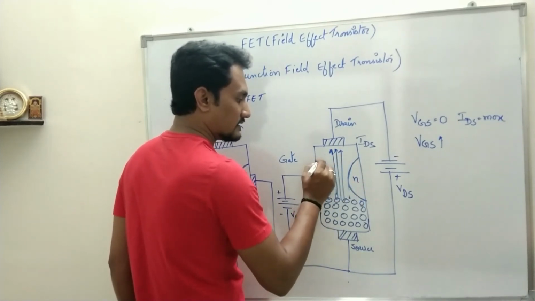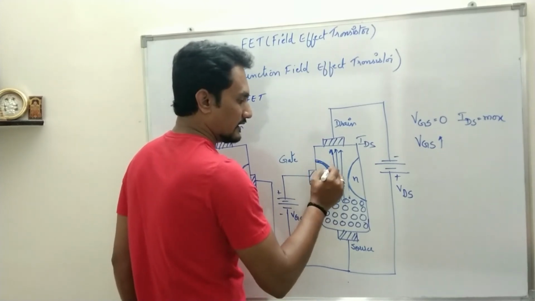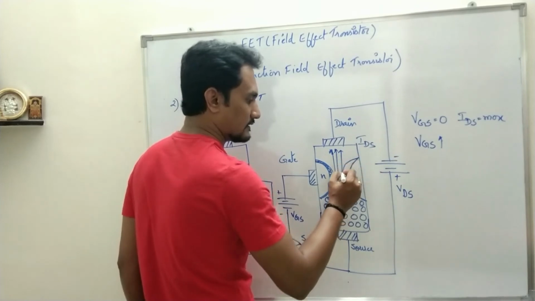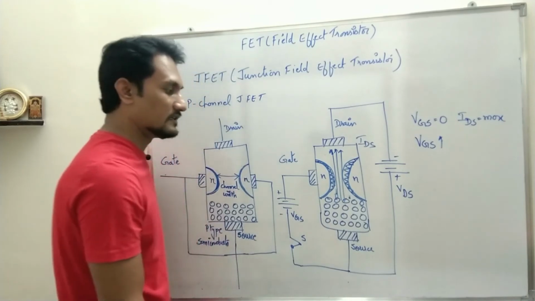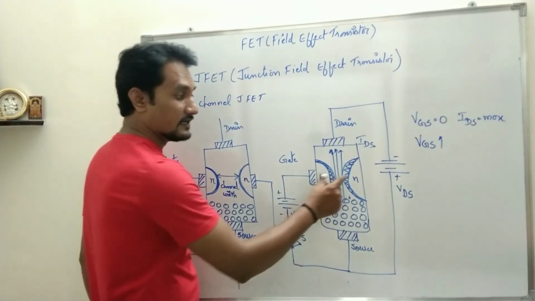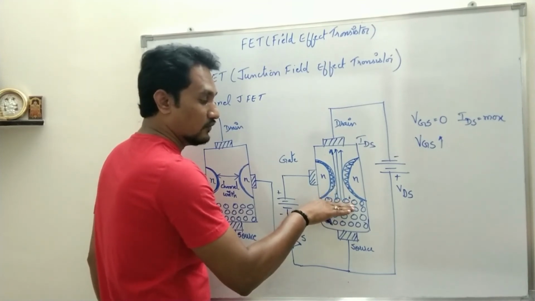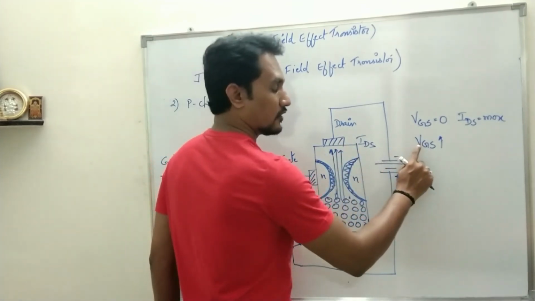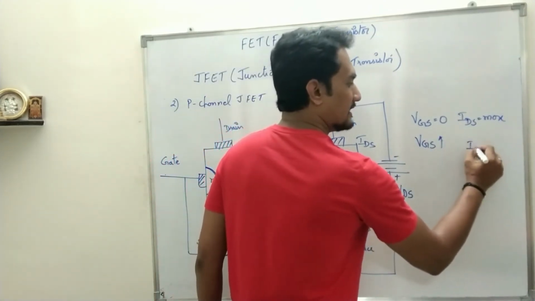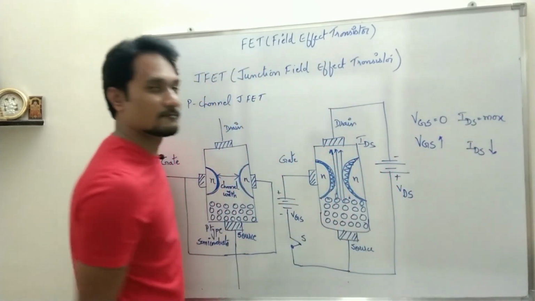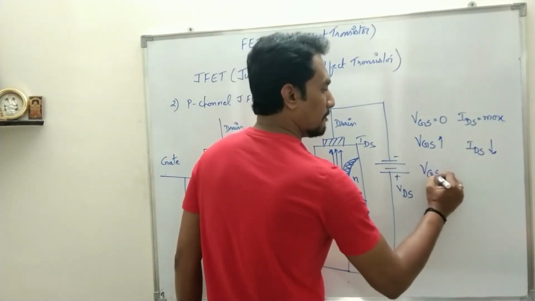width, as the reverse bias to the PN junction is increased, the depletion layer width increases. And what happens when the depletion layer width increases? The channel width decreases. That means now a smaller amount of charge carriers will move from source to drain. So what I can say is when VGS is increased, IDS decreases.